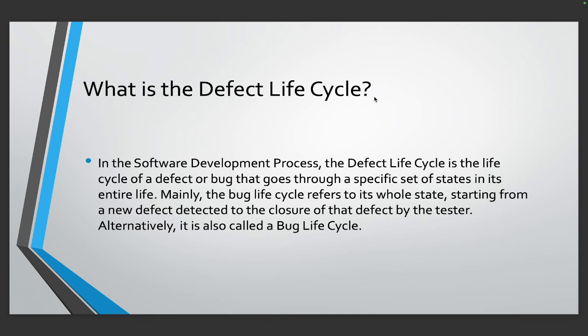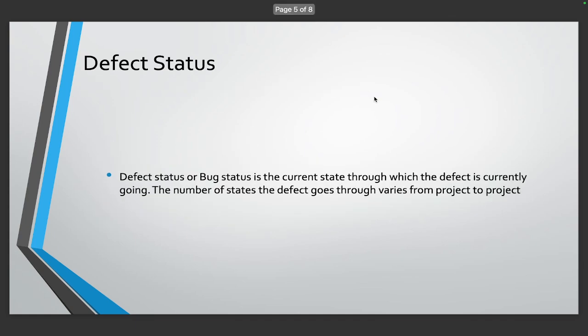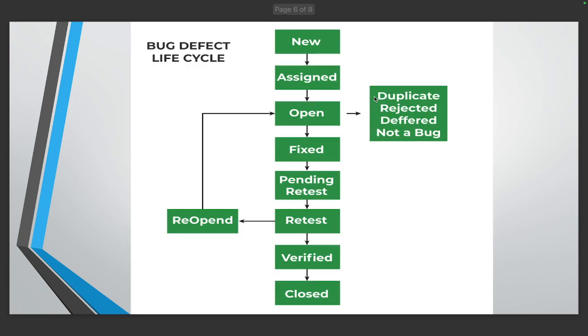Let's go now to know what the defect status is. Defect status, or bug status, is the current state through which the defect is currently going. The number of states the defect goes through varies from project to project. Let's see our diagram now to discuss it.